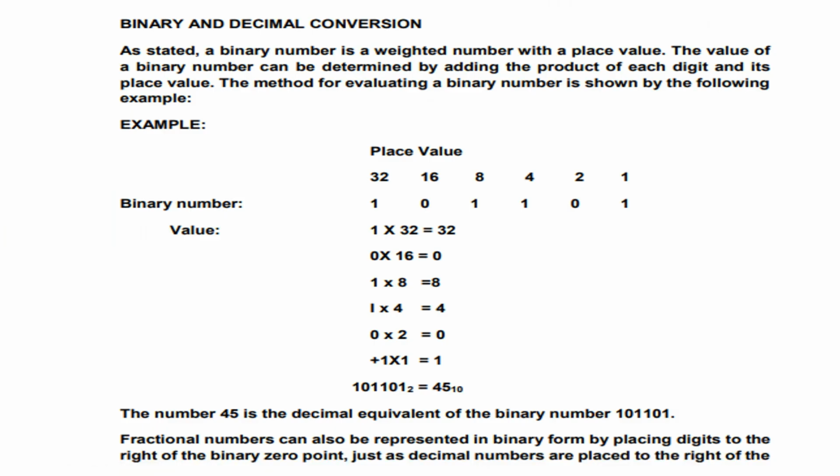Okay, now let me show you how a binary number will be converted to a decimal number. So how are we going to do this? Again, converting binary number to decimal number. You need to know the place value depending on the number of the binary digits. For example, this one, 1, 2, 3, 4, 5, 6. So there are 6 binary digits.